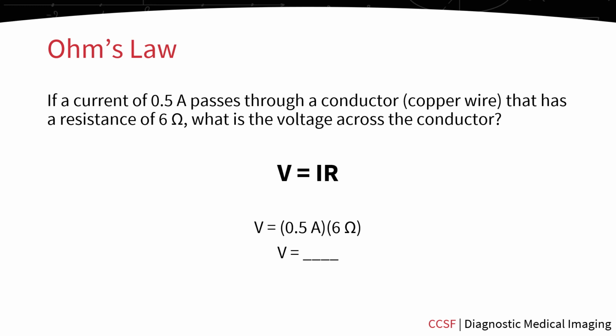So try this practice problem here. We have a current of 0.5 amps, which passes through a conductor that has a resistance of 6 ohms. Well, what is the voltage across the conductor? So we use the equation V equals IR. So we have V equals 0.5 amps times 6 ohms. What does that give us? It gives us 3 volts.